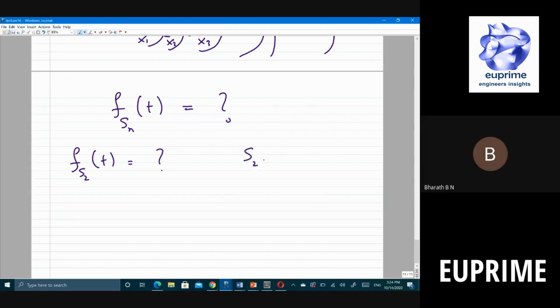So let's look at it this way, right? This is nothing but x1 plus x2, or I can write this as s1 plus x2, right? X1 is the same as s1, do you agree? Yes, sir. That means I know s1 of t. What is s1 of t? Lambda e to the power minus lambda t, right? This is the density of s1 of t.